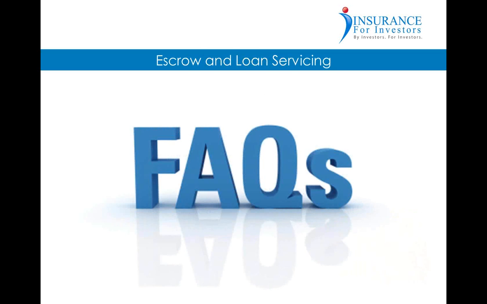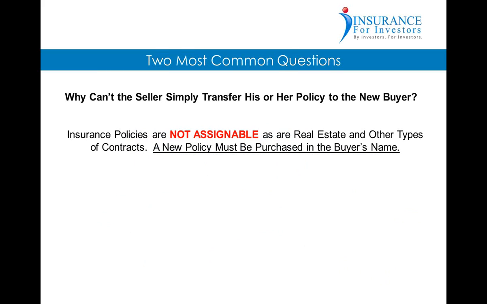Now, here are the two most frequently asked questions that we have. And then the presentation here will come to an end in just a couple of moments. One, why can't the seller simply transfer his or her policy to the new buyer? Well, can't they just give me their old policy? No. Insurance policies are not assignable like real estate contracts are. A new policy must be purchased in the name of the buyer.